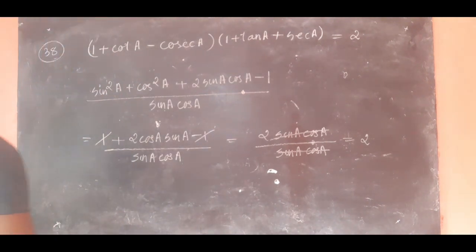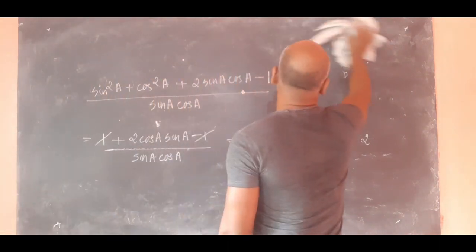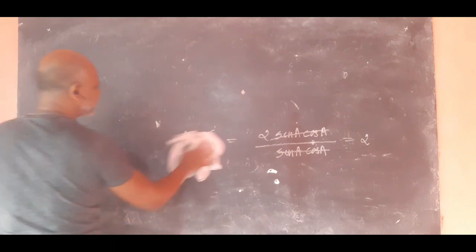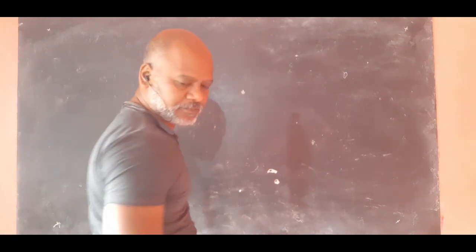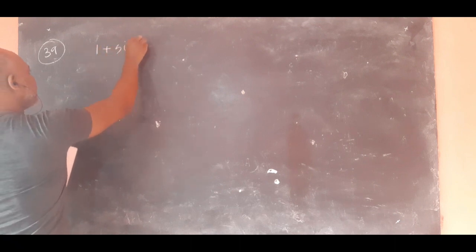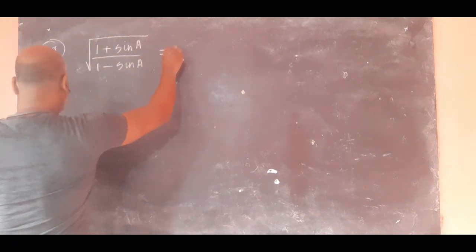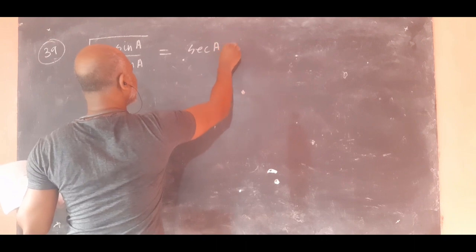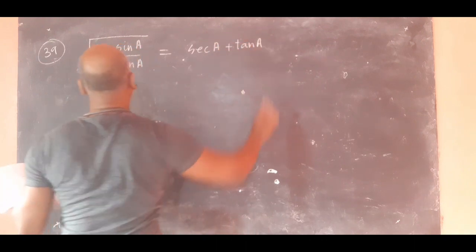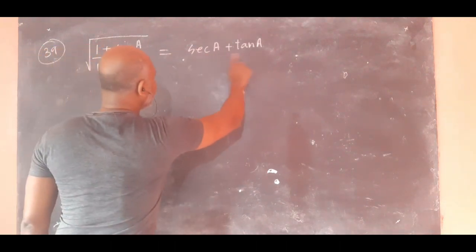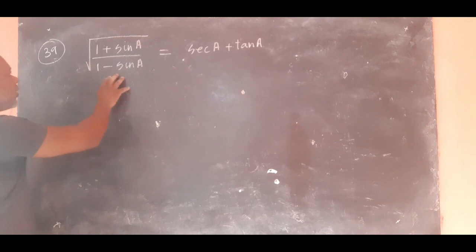Now we come to question number 39. Question 39 is the square root of (1 plus sin A by 1 minus sin A) is equal to sec A plus tan A. So here on the top we have plus and we don't have anything on the denominator. So this denominator part we have to remove. So how to remove it?